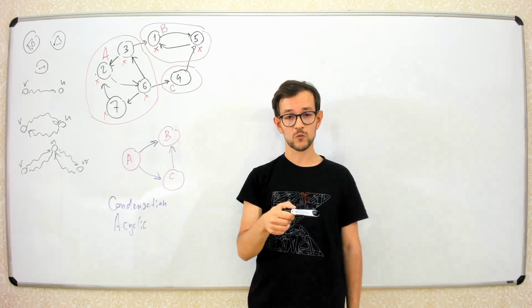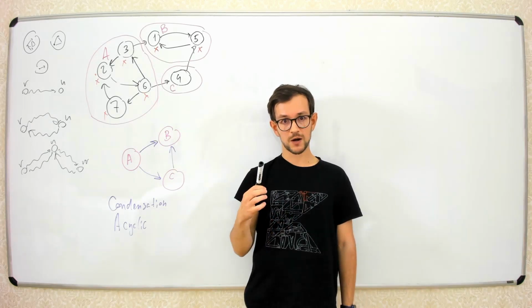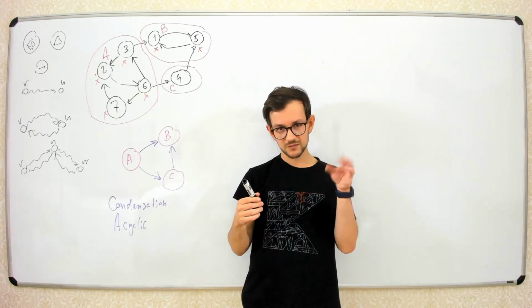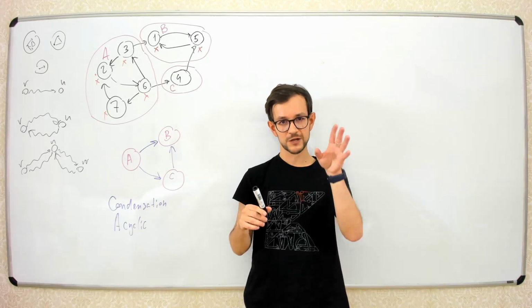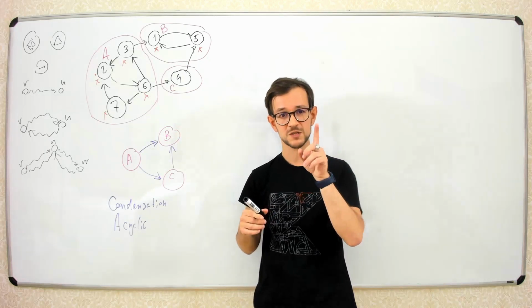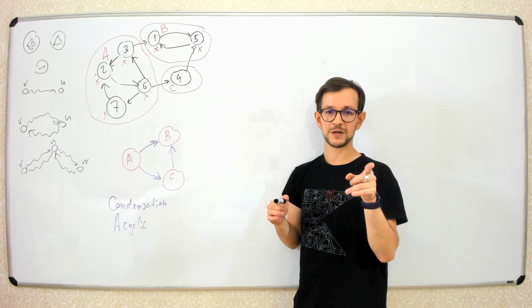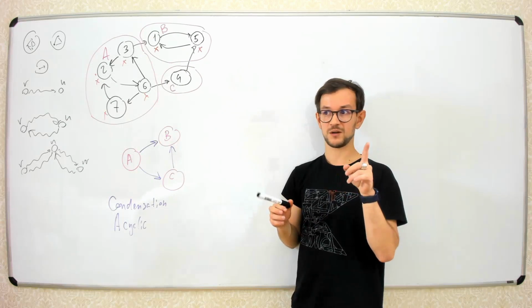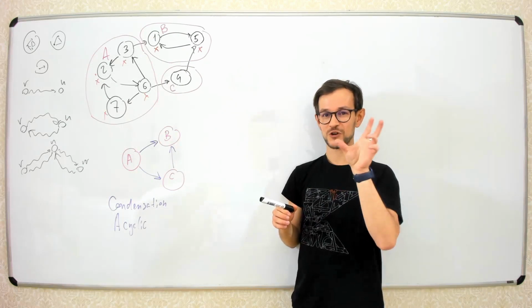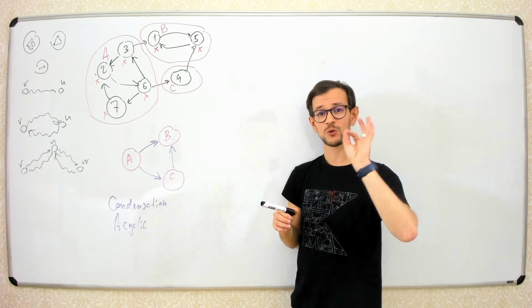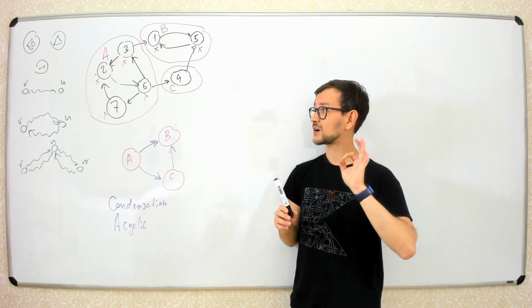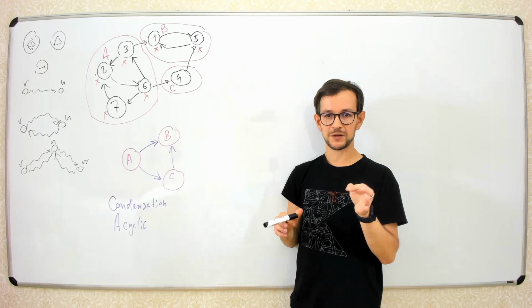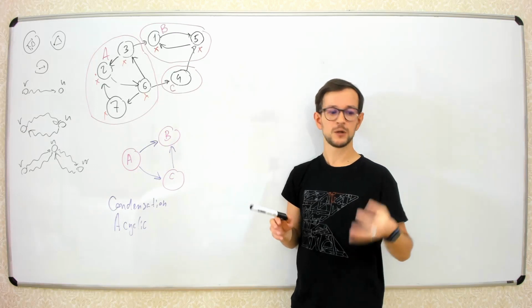Historically, the first algorithm was invented by Tarjan, but it uses some magic in the middle. We will discuss this magic when we talk about strongly connected components and stuff like this, and bridges and articulation points. The Kosaraju algorithm is a little bit easier to implement and a little bit easier to understand what's going on. So we will discuss it today.